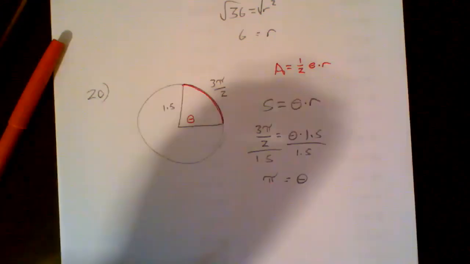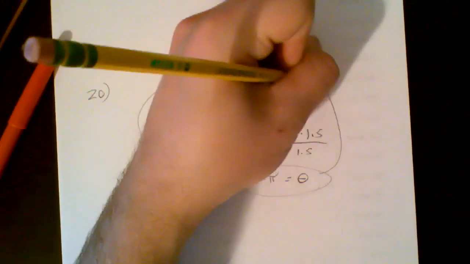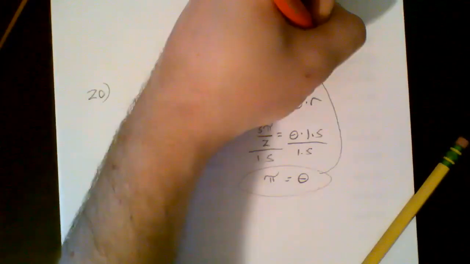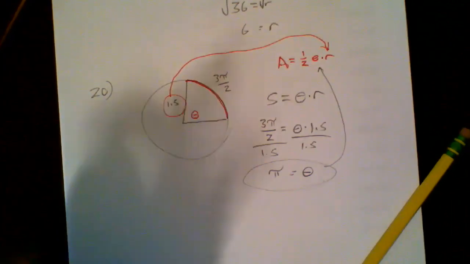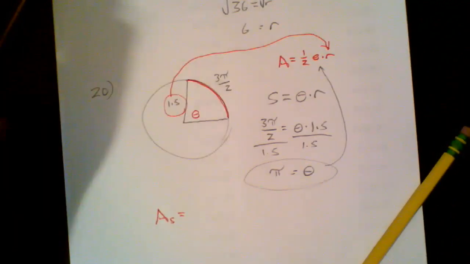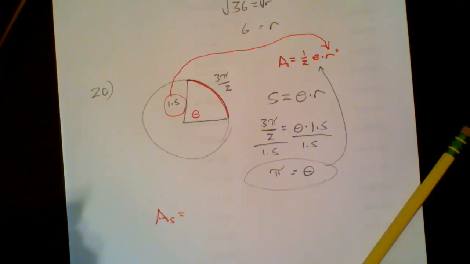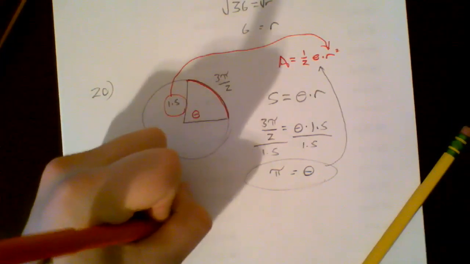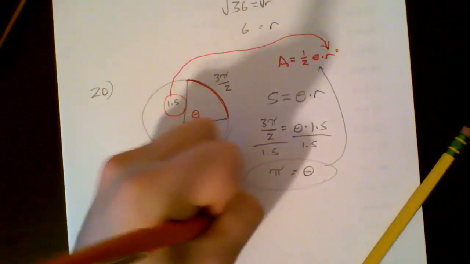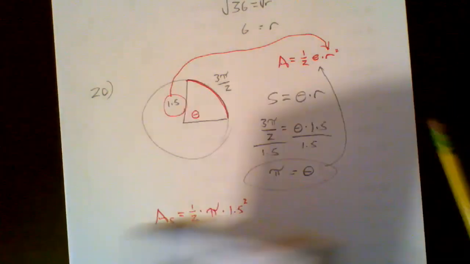Now, using this, plug it in to this area formula. We have everything we need. So the area of this sector is equal to 1/2 times pi times 1.5 squared. 1.5 squared, I don't remember what that is.